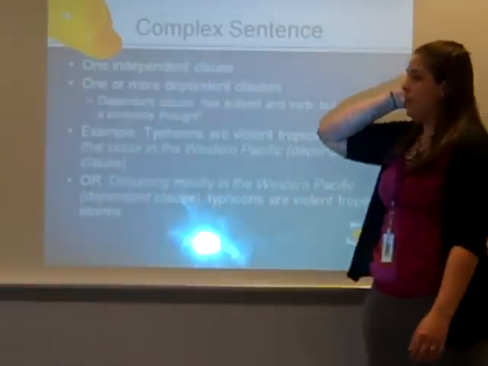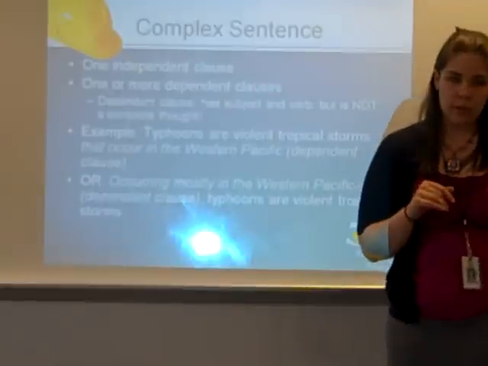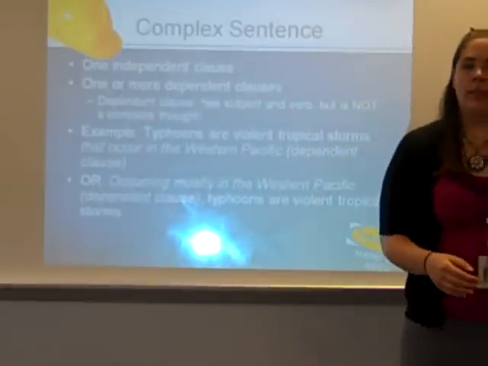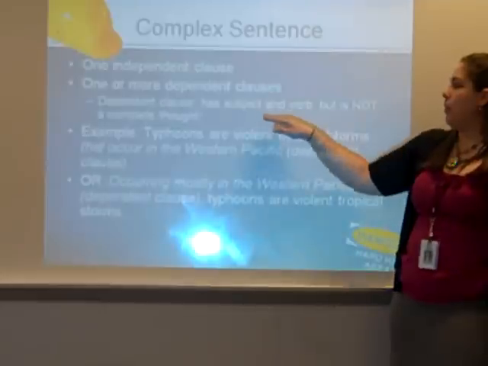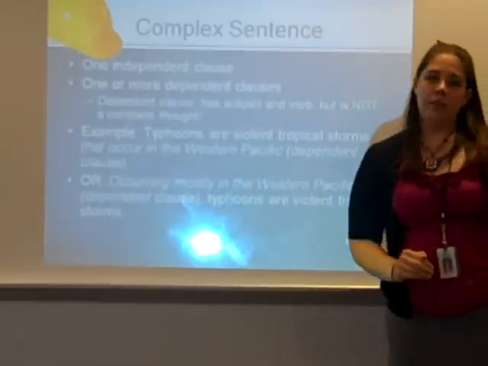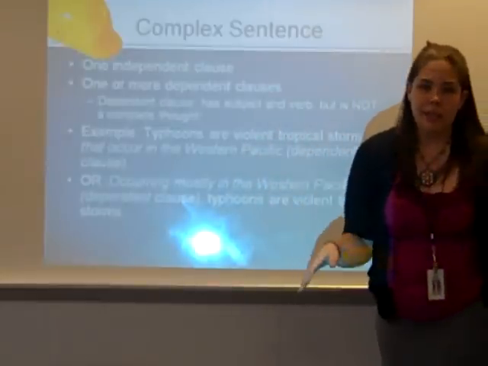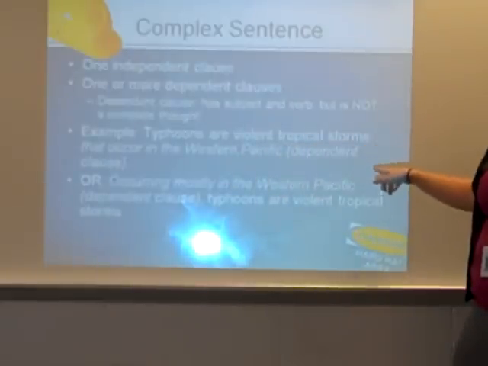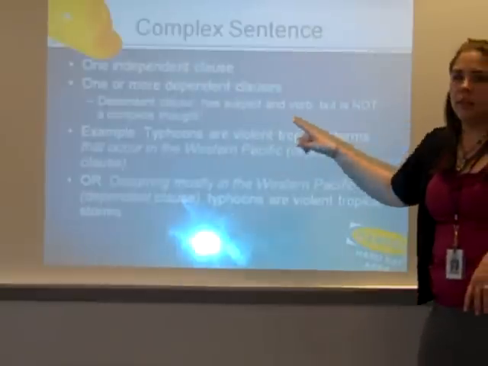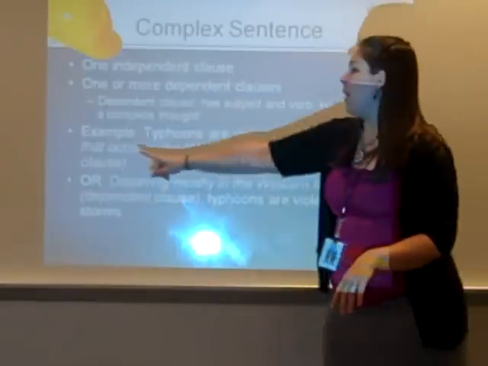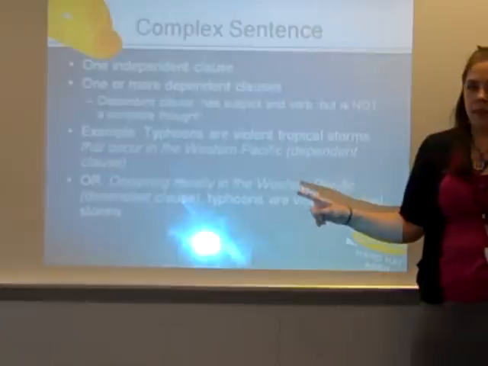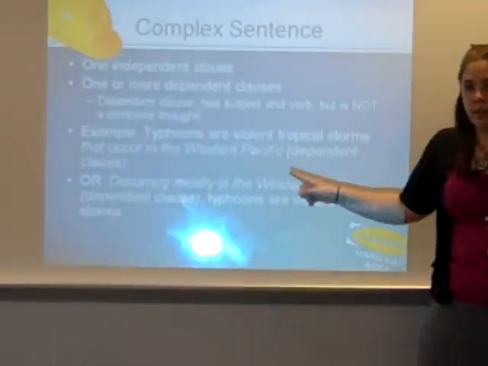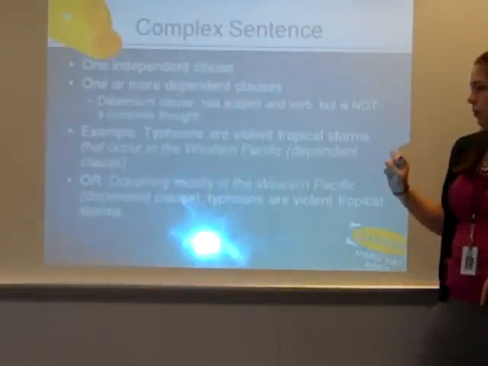The next type of sentence has one independent clause and one or more dependent clauses. Remember, dependent clauses have a subject and a verb, but are not a complete thought, which means they can't stand on their own two feet. An example: typhoons are violent tropical storms. That's a complete thought. It's your independent clause. That occur in the Western Pacific. That's the dependent clause. This could not stand on its own if we took it out.